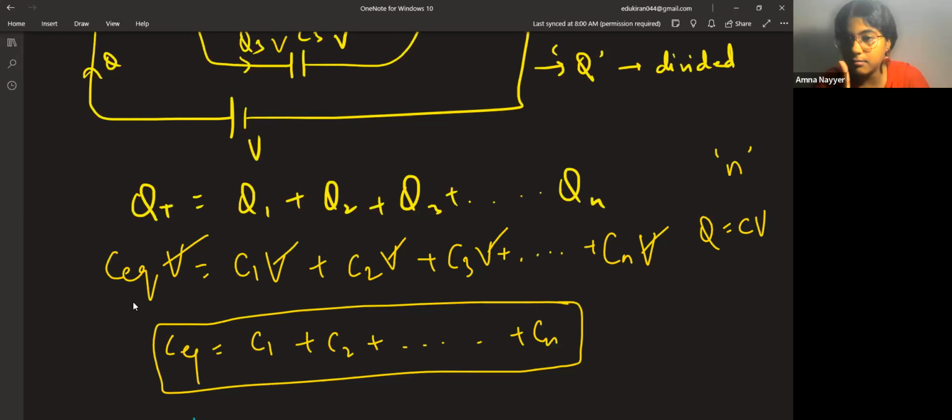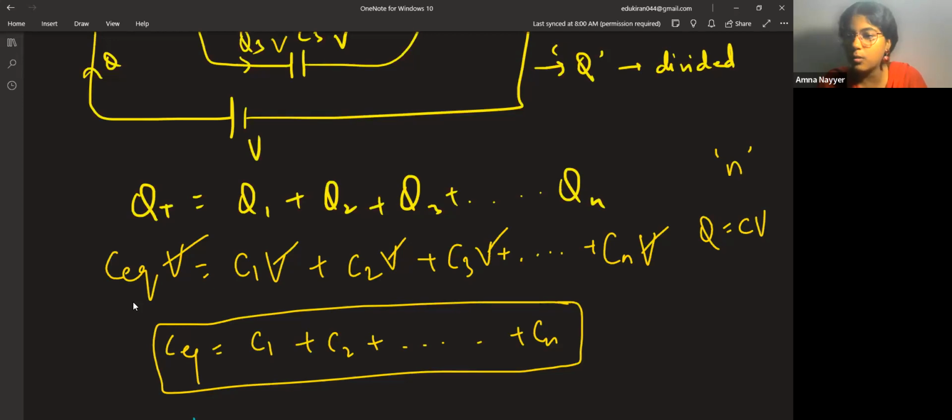V will remain the same. It's like common potential, which we had seen yesterday. Potential is remaining the same, but capacitance values are different, so you directly add them. So the conclusion is that for parallel combination of capacitors, you algebraically add all the capacitors.